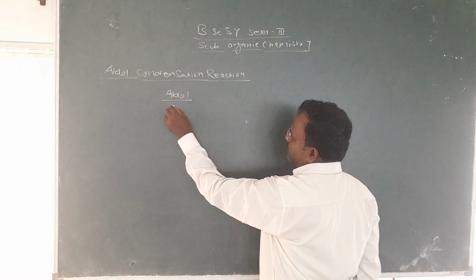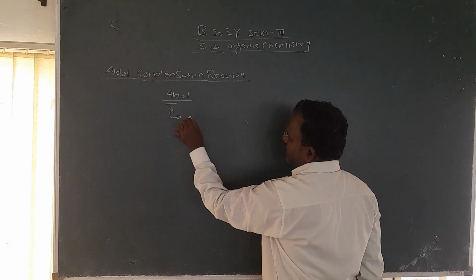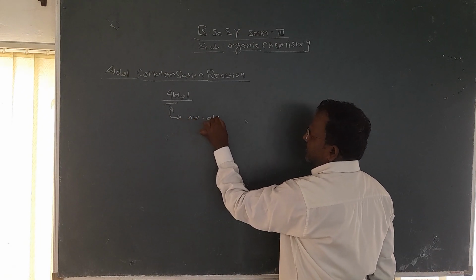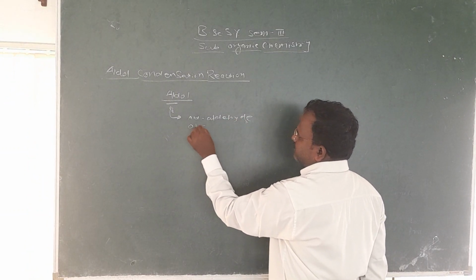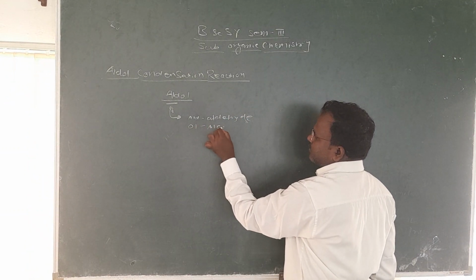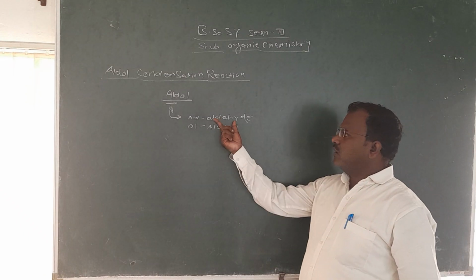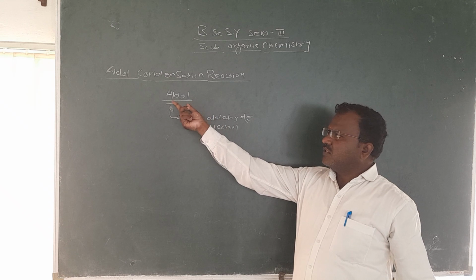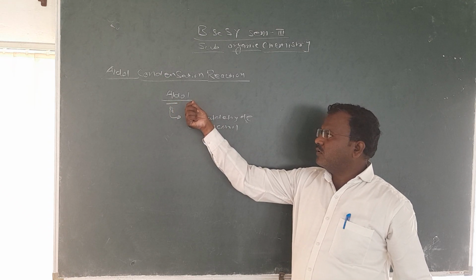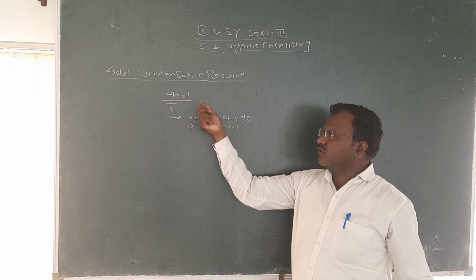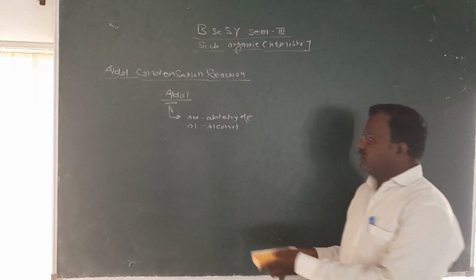Aldol. This means the aldehyde, and OH means the alcohol. Aldol condensation is the aldehyde and alcohol condensation reaction. This is the aldol condensation reaction.